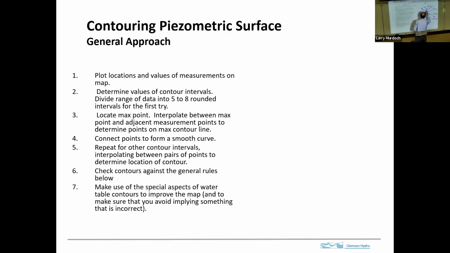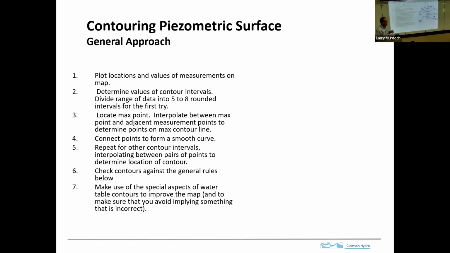I like to label them, just label it like this. So we've interpolated, and we repeat for other contour intervals. And then we need to check against the general rules and make use of the water table.